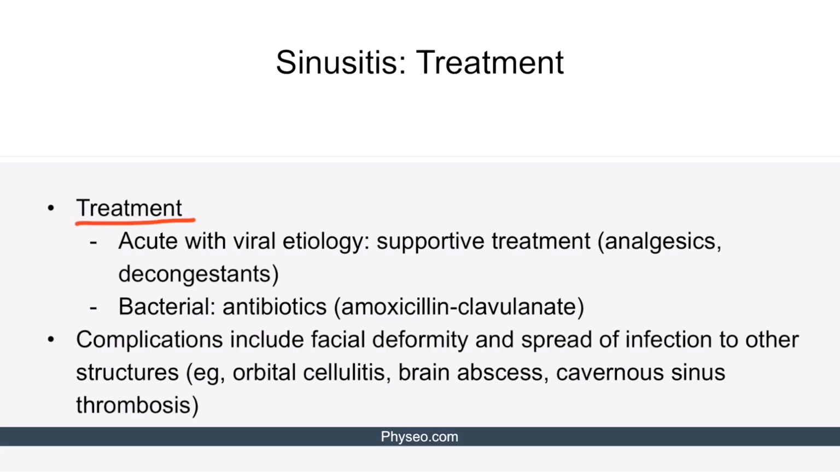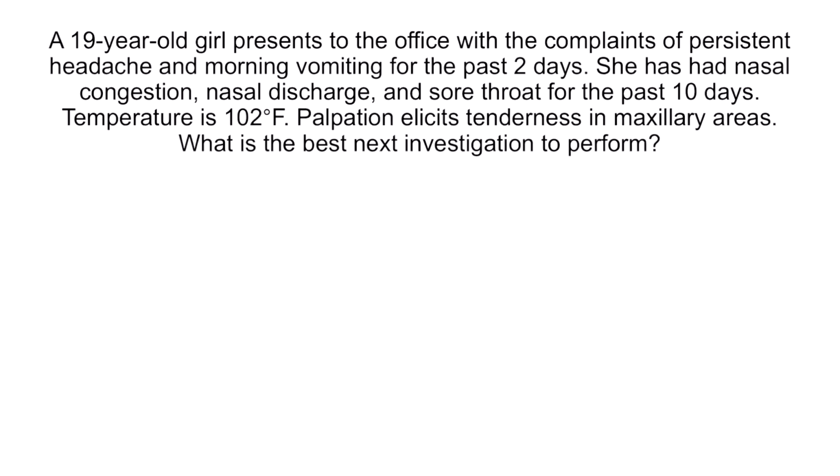Coming to treatment. When sinusitis is acute with viral etiology, treatment is supportive, including analgesics and decongestants. However, when bacterial sinusitis is suspected, antibiotics are indicated, most commonly combination amoxicillin clavulanate. Complications of sinusitis include facial deformity, which may occur due to enlargement of polyps, as well as spread of infection to other structures such as orbits, brain, and cavernous sinuses, giving rise to orbital cellulitis, brain abscess, and cavernous sinus thrombosis, respectively. Let's do a review question.